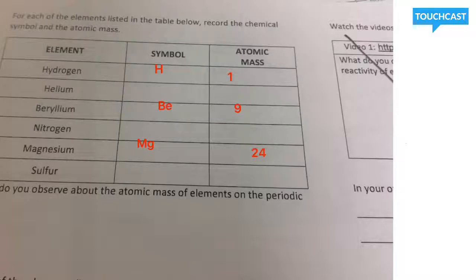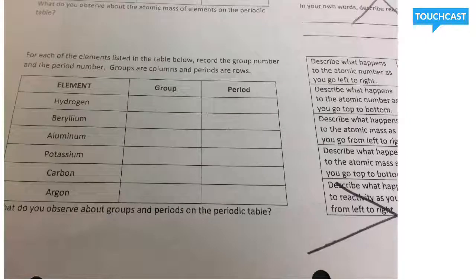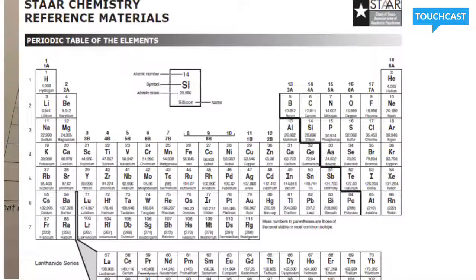The last thing we're going to look at is how to identify periods and groups. Now remember, groups are vertical, or up and down. And periods are sideways, or horizontal. So let's go ahead and look at our periodic table and how to find these. We're going to start off with hydrogen. Hydrogen is going to be in group 1, and it's going to be in period 1.